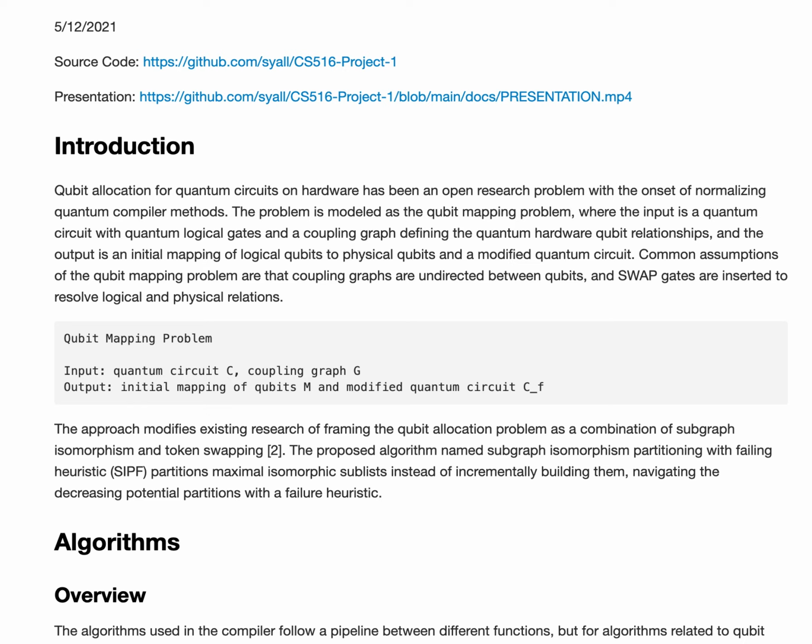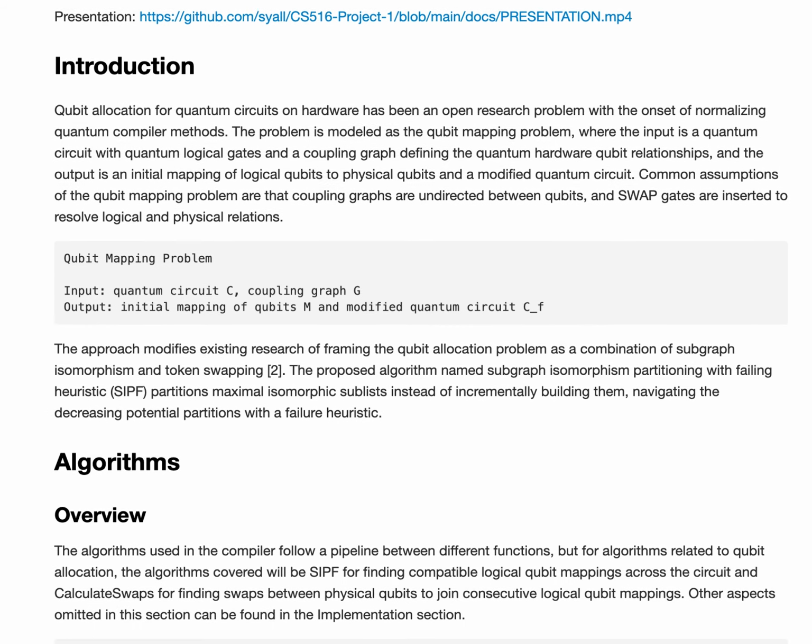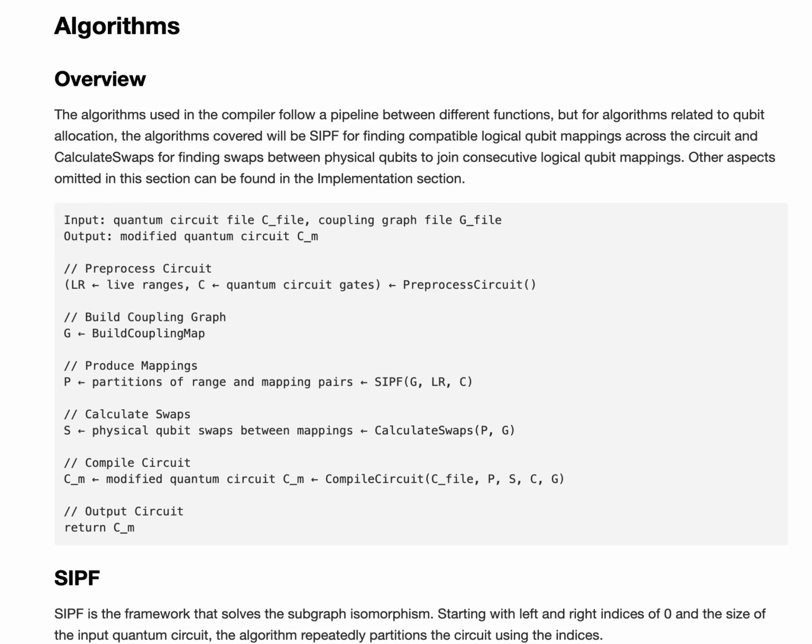My approach is using subgraph isomorphism and token swapping, basically trying to optimize for the largest number of sublists or longest number of gates that you can use a mapping through subgraph isomorphism. And if it fails, you use a failure heuristic to basically narrow down the gates. So this is basically the overview.